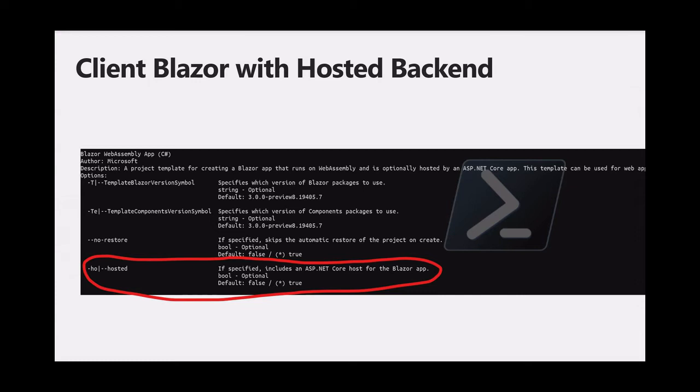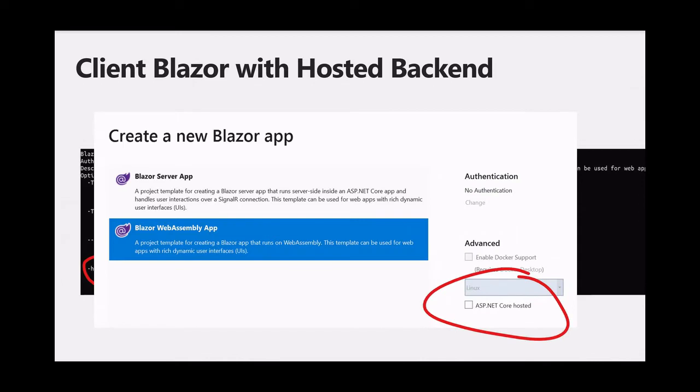So what that does is it just basically scaffolds more projects for you. So it's optional. By default, it's false. So if you just do dotnet new blazorwasm, it's going to give you 1 project. It's also available in Visual Studio as well. So if you create a new Blazor app in Visual Studio, you have a checkbox that says ASP.NET Core hosted. Yes, sir.